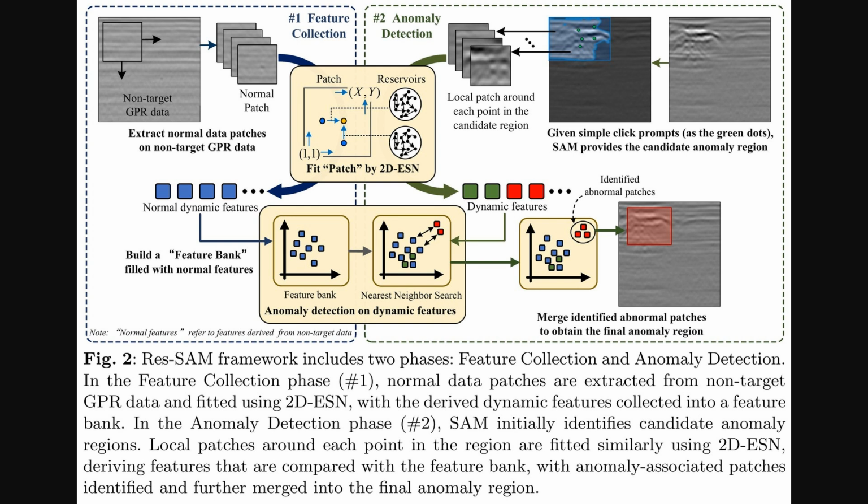Then we move to the anomaly detection phase. Here, simple click prompts, like a few mouse clicks from a human operator, are given to the segment anything model, which then provides an initial rough candidate anomaly region. Local patches around each point in this candidate region are again fitted using the dual-directional echo state network to get their dynamic features. These features are compared against the feature bank to identify abnormal patches, which are then merged to define the final, more precise anomaly region.